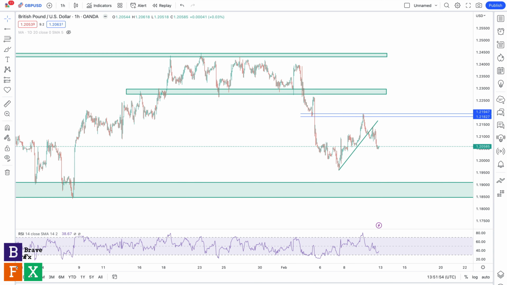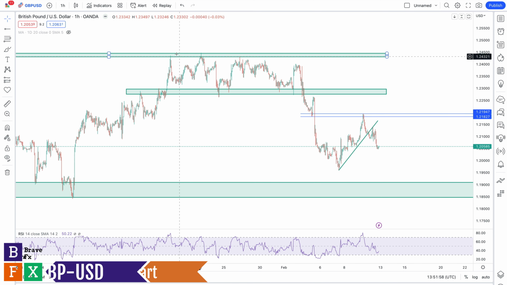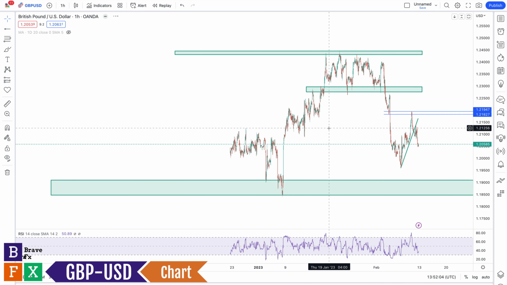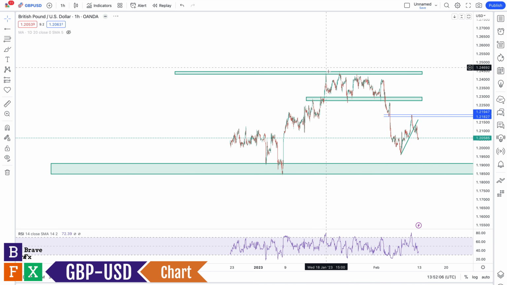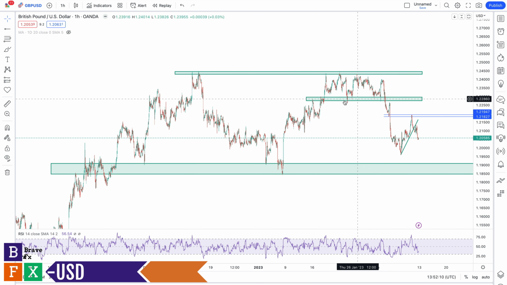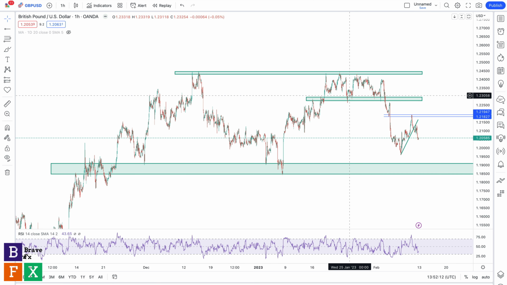Moving on, we're going to be talking about GBP-USD. GBP-USD had multiple price rejections from this area of value, which is our resistance level, as we talked about in our previous market analysis. As you can see, we had price rejections and we had a bearish breakout from this support level, which is a very good area of value, and we had some sort of retest.